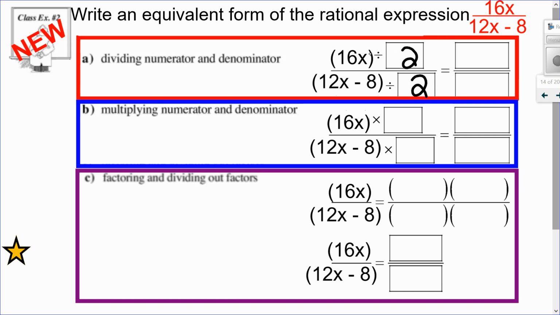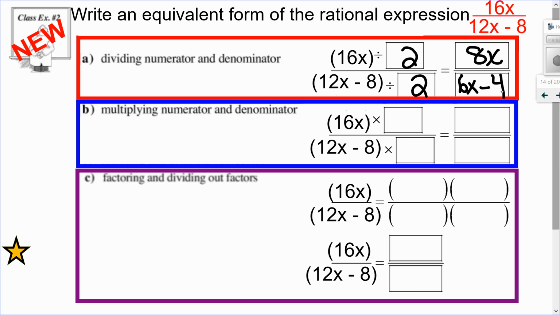So I'm going to have 16x divided by 2 is 8x. Now, when I'm dividing the denominator by 2, I have to remember to divide everything by 2. So 12x divided by 2 is 6x. Take away 8 divided by 2 is 4.